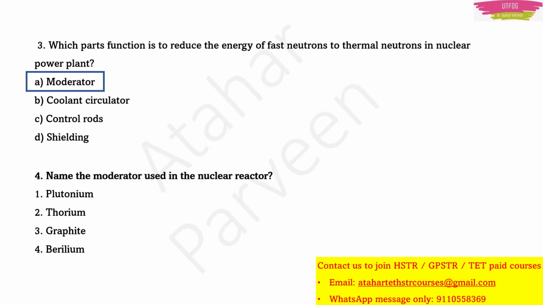Next question. Name the moderator used in the nuclear reactor. Like we said that the coolant is water, right? Like that, the moderator could be graphite. The material which is used as a moderator in the nuclear reactor is graphite.